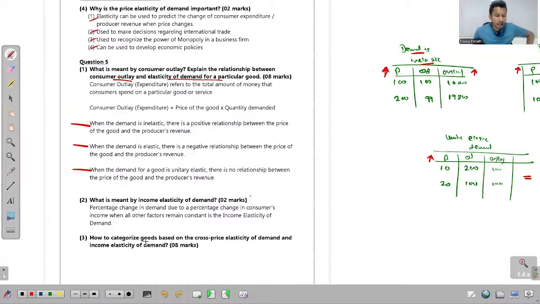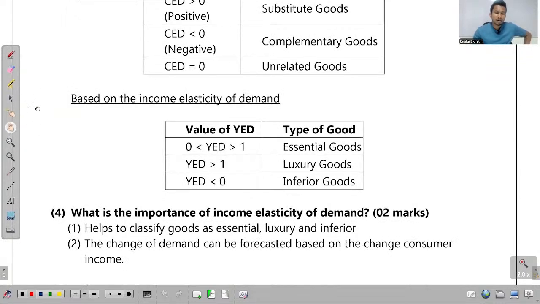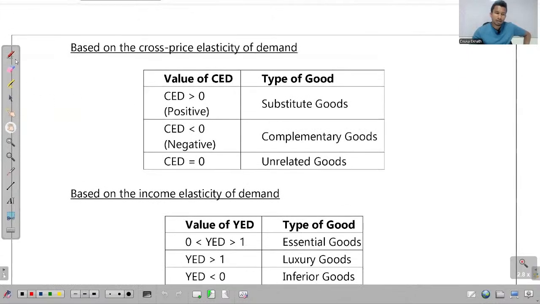Then the third one is goods based on cross price elasticity of demand and income elasticity. You can also do this: write these things on paper, make a small table, and stick it on the wall where you can see it. Then you will remember it easily. When the cross price elasticity, when CED is positive, the goods are substitutes. When CED is negative, goods are complementary. When CED is 0, goods are unrelated.